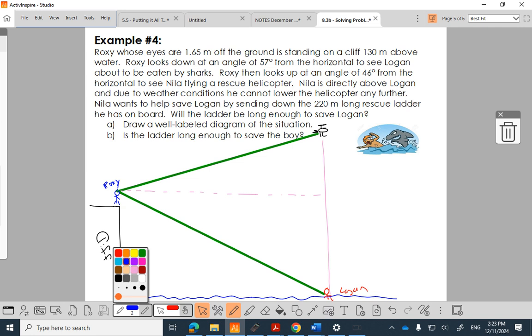How are they two right angles? They're not. Vertical, horizontal. Got it? Good. Now, what's the angle down to Logan? 57. What's the angle up to the helicopter? 46. Sometimes we put little arcs on there to make sure people know which angle we're talking about, so you can see. How is the cliff under the water, my boy?